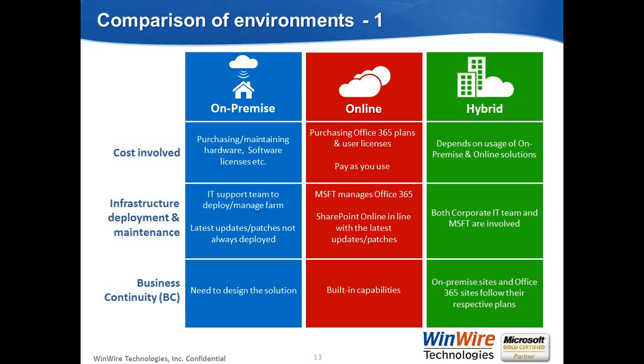The next one is the business continuity. In this case, on the on-premise version, the business continuity plan needs to be designed for parameters like high availability or disaster recovery. In the online space, the business continuity plan is already built in. So for the hybrid version, the on-premise sites and Office 365 sites follow their respective plans.